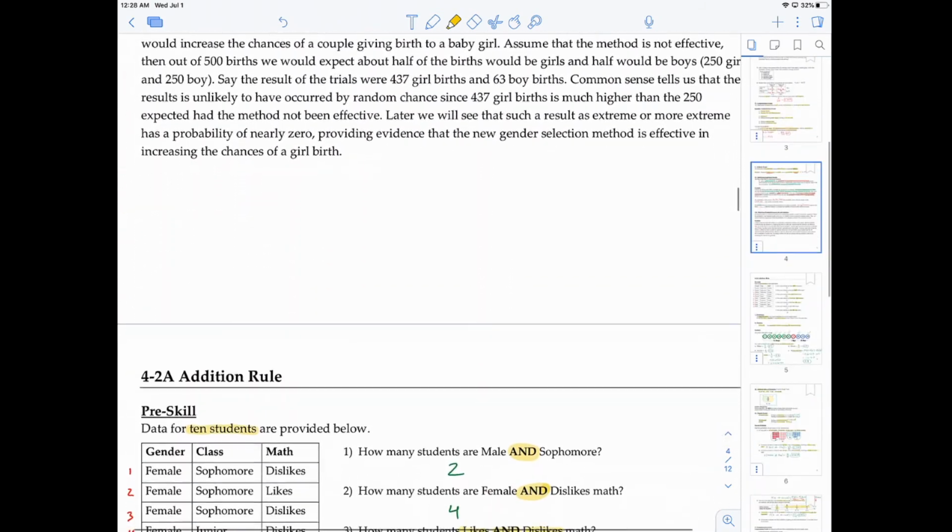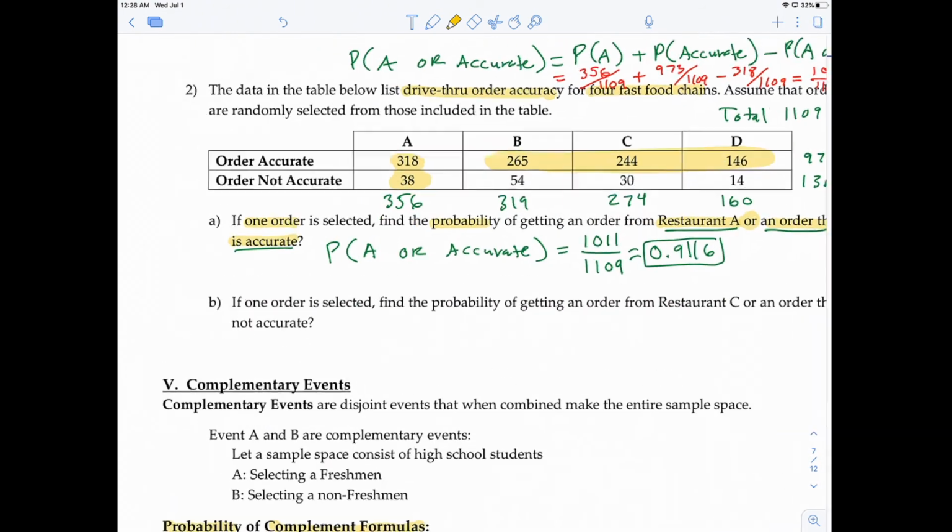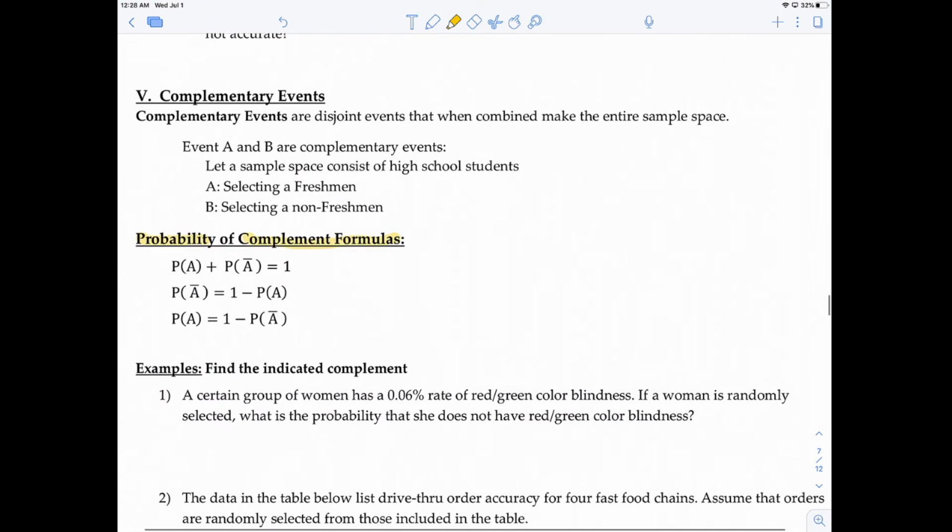All right, so let's go back to where we left off. We're going to expand on the definition of complementary events. Before we looked at the basic definition; this is a more thorough definition. Complementary events are disjoint events that when combined make the entire sample space. So they have two characteristics: events are complementary if they are disjoint, and when you combine the two events, they make the entire sample space.